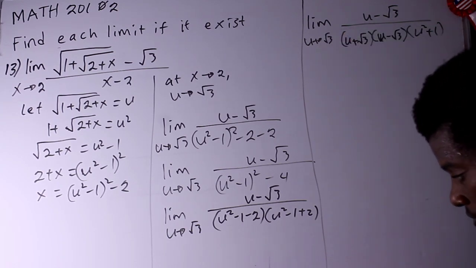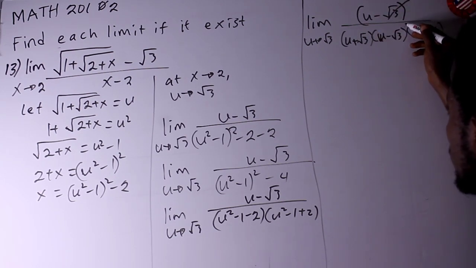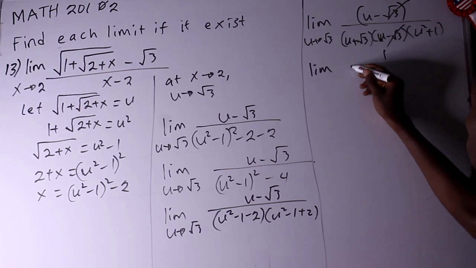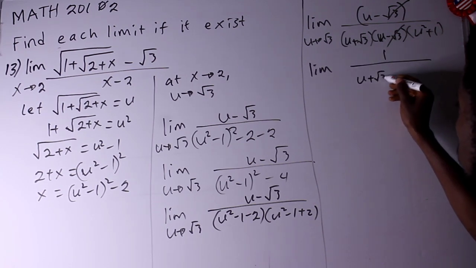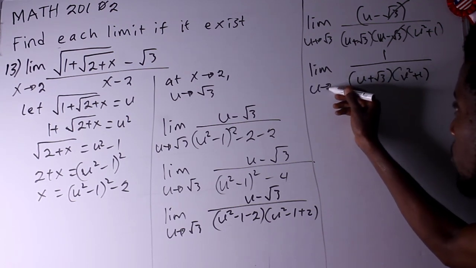What you observe is that this and this are going to cancel out. U minus root 3 cancels out. And then we have the limit of 1 over u plus root 3 times u squared plus 1, as u approaches root 3.